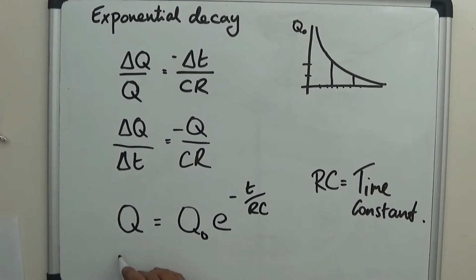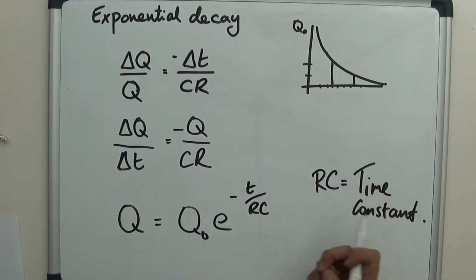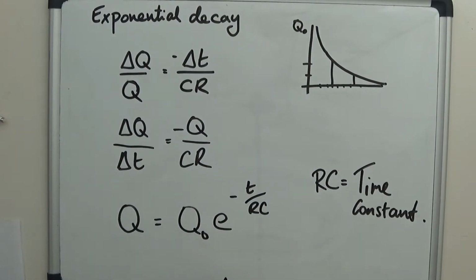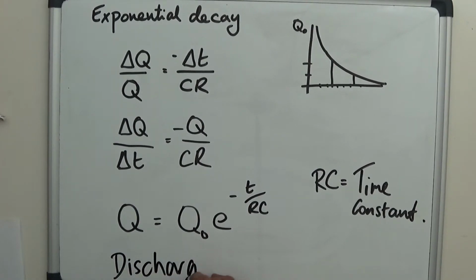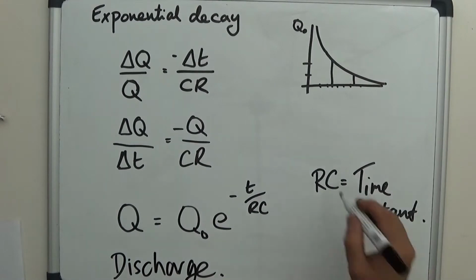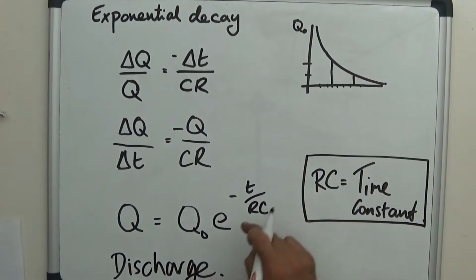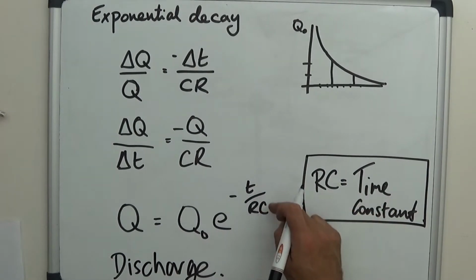Of course, we could substitute Q for V or I. The initial current does the same thing, the V does the same thing. It doesn't matter. This is the general form: X equals X naught e to the minus t over RC. And this is for discharge only. This is the equation for discharge.